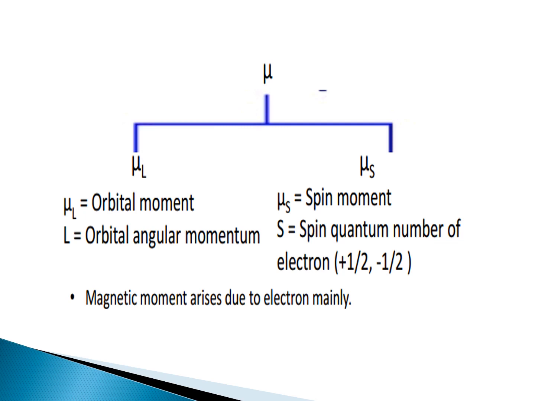Now we will look at the types of magnetic moment. Magnetic moment has two types: orbital moment and spin moment. Orbital magnetic moment is due to the orbital angular momentum, and spin magnetic moment is due to the spin quantum number of electrons, which is plus 1 by 2 or minus 1 by 2. Magnetic moment arises due to electrons.